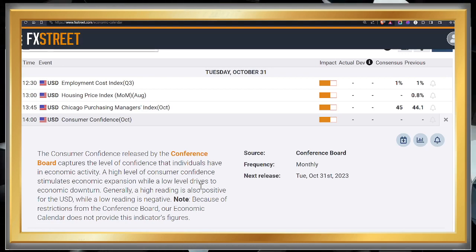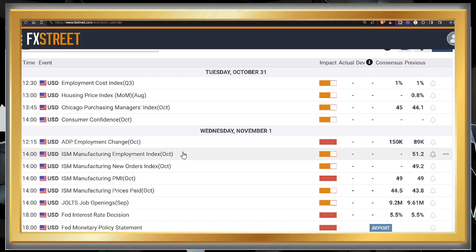So the Fed will also want to be looking at this, as it also has a tendency of influencing the interest rate decision coming up much more tomorrow. So generally, a high reading is considered as positive for the US dollar. Though we do not have any previous data here, neither do we have the consensus, but I think that a couple of hours into that session, we will be seeing some updates on the economic calendar in that regard.